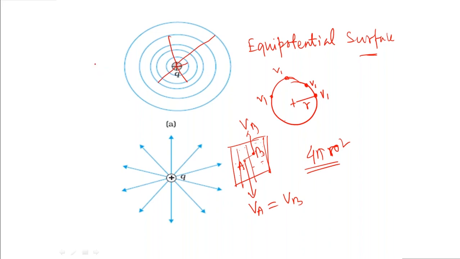So there will be a question. Suppose in your exam paper they ask you to draw the equipotential surface for a point charge. Then you have to draw concentric circles, but these are not actually circles. These are spheres, three-dimensional bodies. You have to say the equipotential surface for a point charge will be concentric spheres, keeping the charge at the center.